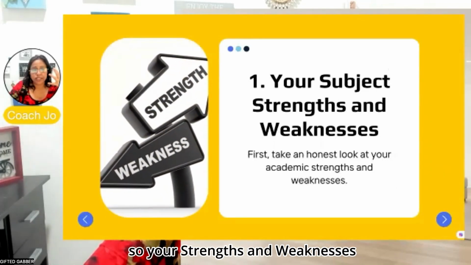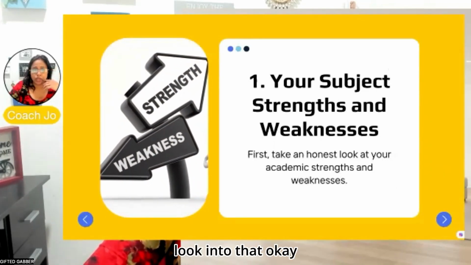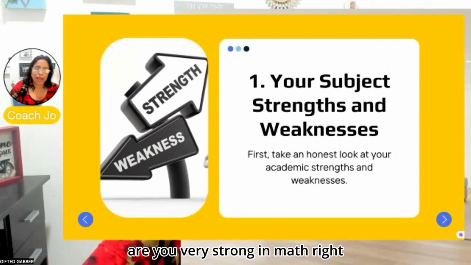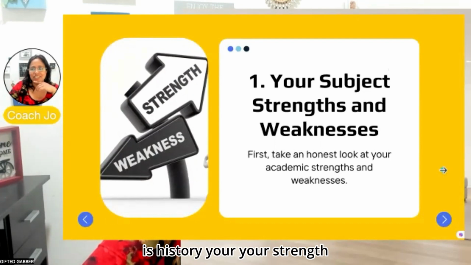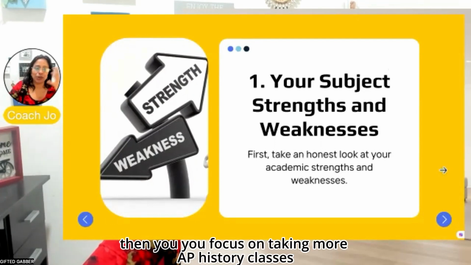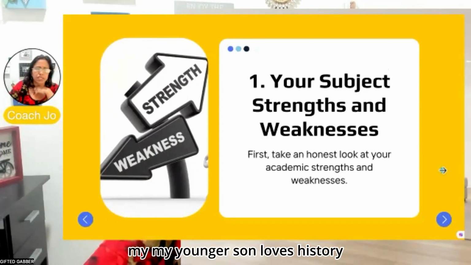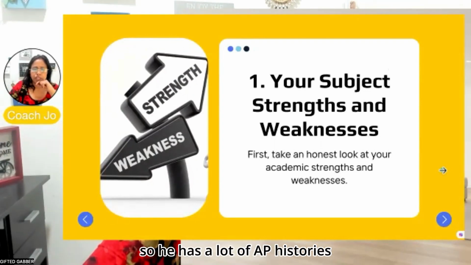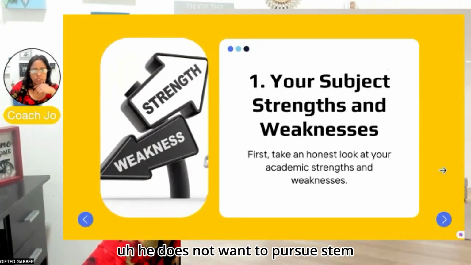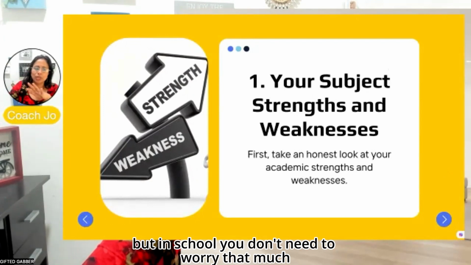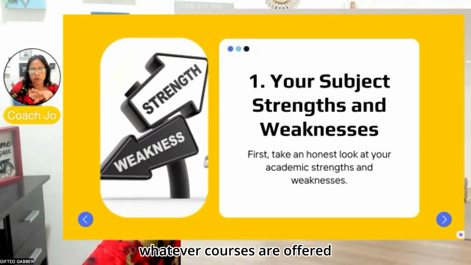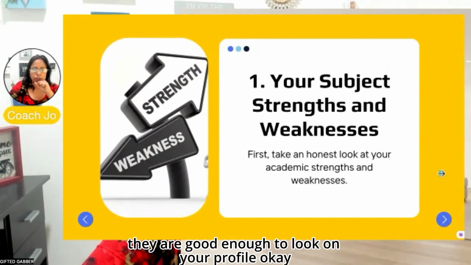So your strengths and weaknesses, look into that, okay? Are you very strong in math? Are you more inclined towards history? Is history your strength? Then you focus on taking more AP history classes. My younger son loves history, so he has a lot of AP histories. He does not want to pursue STEM. He did take some science courses, but in school you don't need to worry that much. Whatever courses are offered, they're good enough to look on your profile.